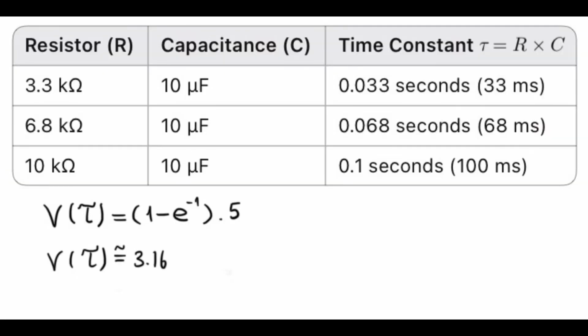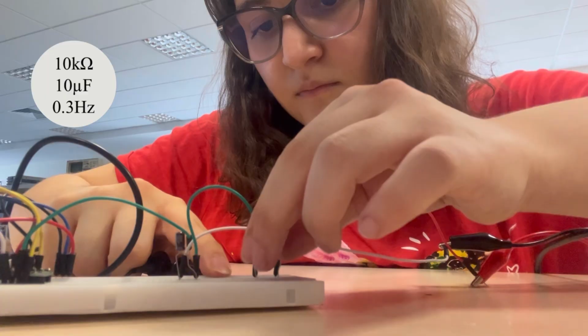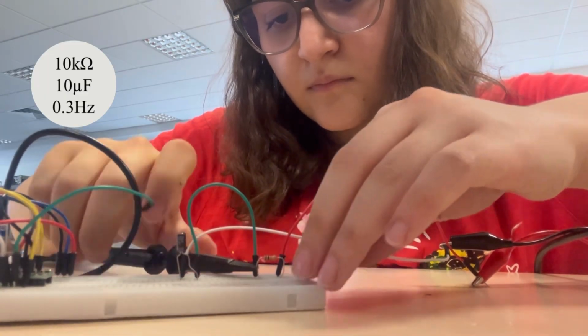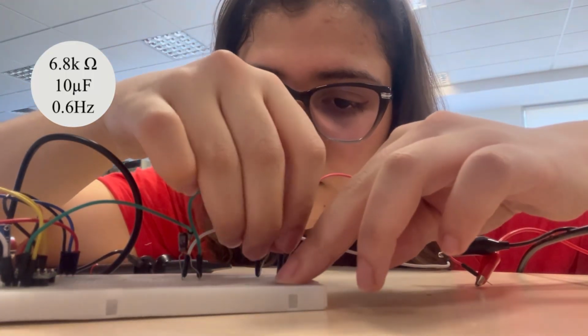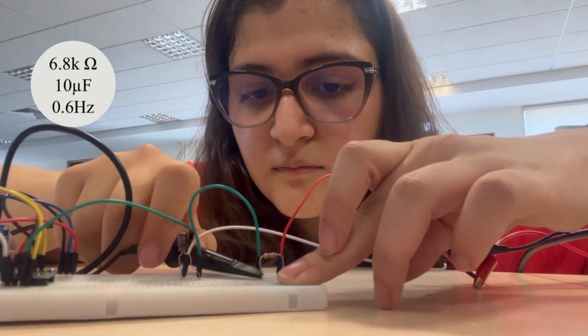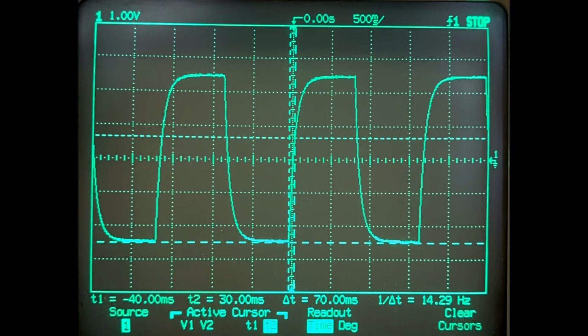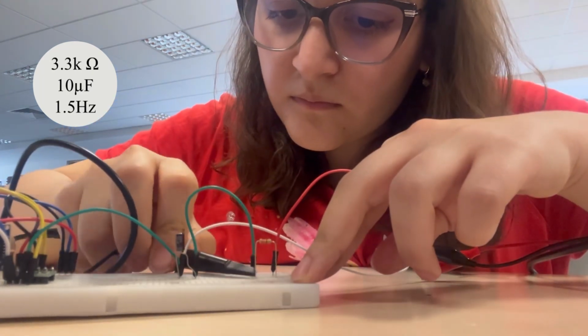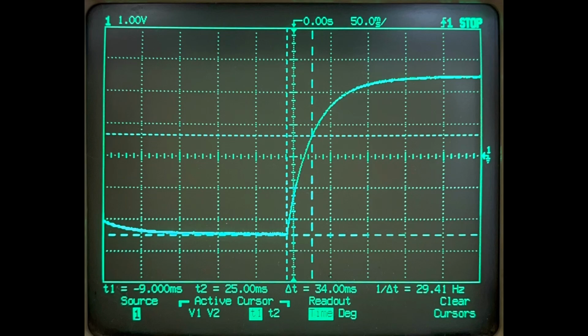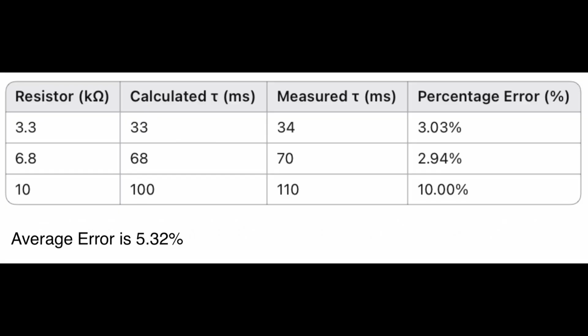First, I made predictions of the time constant for all 3 circuits by using the theoretical equation in question. To check the accuracy of my predictions, I repeated the process of connecting the oscilloscope probe between the capacitor and the resistor for each circuit with resistors of varying resistance. For each case, I measured the time it takes for the capacitor to charge to approximately 63% of its final value using the oscilloscope's cursor function. By comparing the theoretical time constant and the measured time constant, the average error can be calculated to be overall 5.32%.